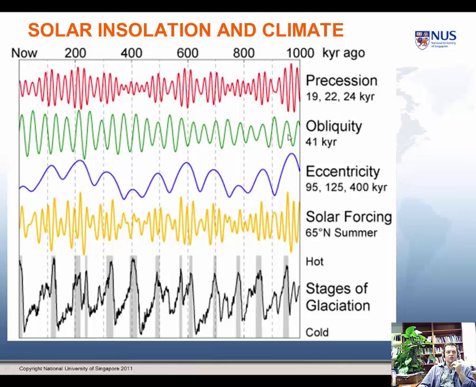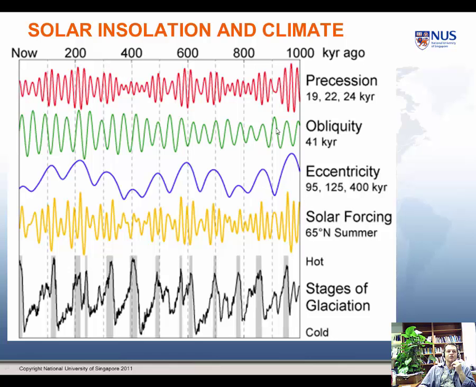Obliquity, the green line, is the effect just of obliquity on the amount of solar insolation that reaches the Earth. And finally, eccentricity, the fact that we have an elliptical orbit. Again, the blue line is the effect on solar insolation of that particular characteristic of our orbit. Now, one can get software to actually add and subtract functions like this.